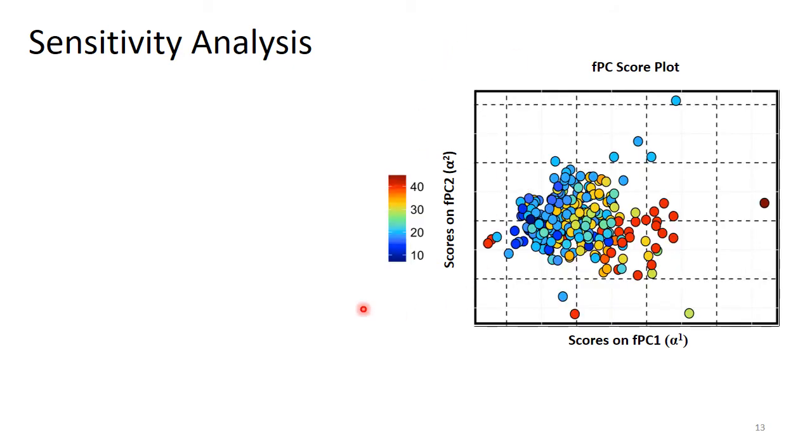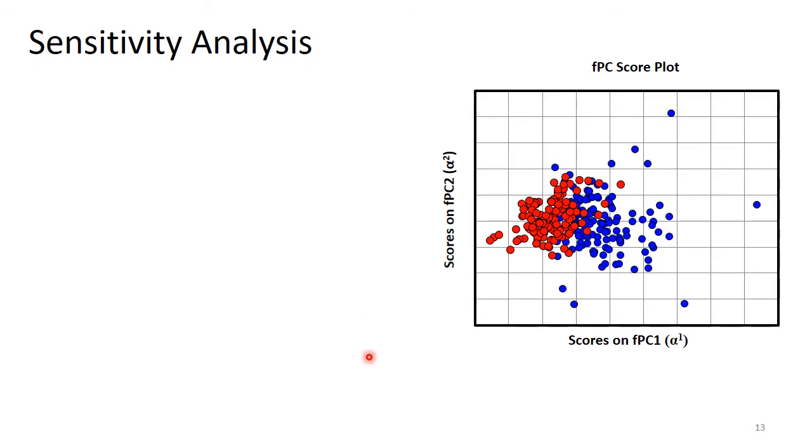So here we notice, for example, that this is a principal component score of one particular parameter. I don't exactly remember which one it is, but it's clear that this parameter has a sensitivity. The production is sensitive to this parameter, because in this part of the score plot, we mostly have red or yellow dots. In this part of the score plot, we mostly have blue dots. So this is also a neat way of doing sensitivity analysis.